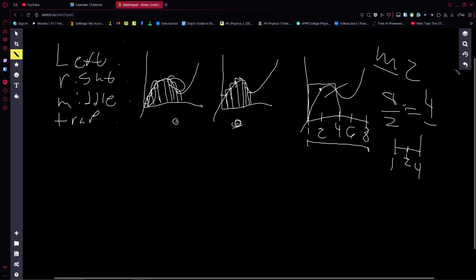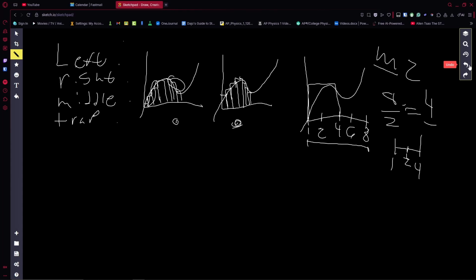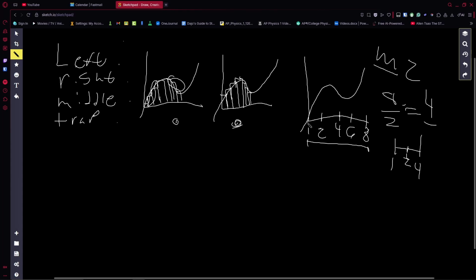Actually, I could just undo that. Let's do that. So it will be right there. Okay? And then we'll have another one in which the middle point will have to hit 6. So we'll have one going here.